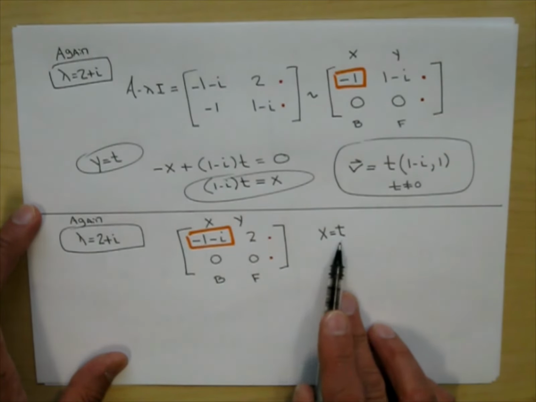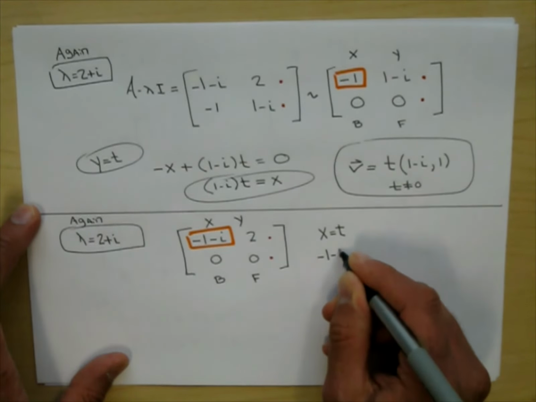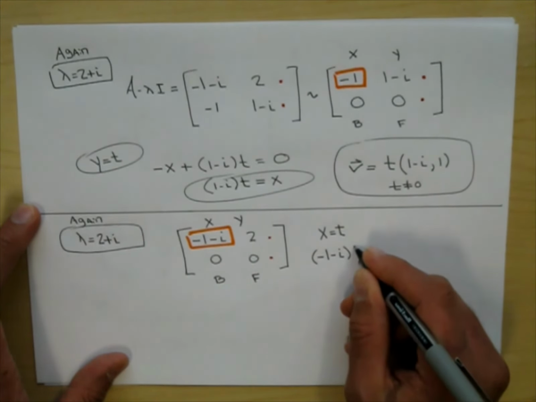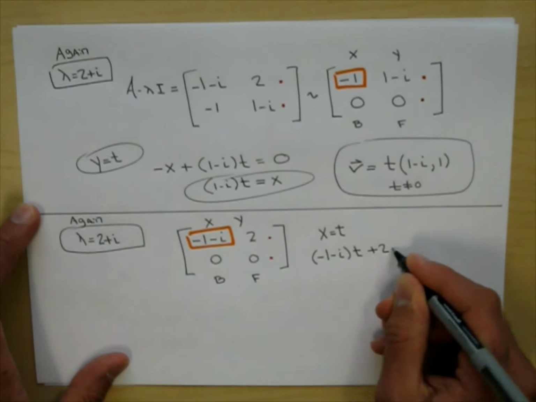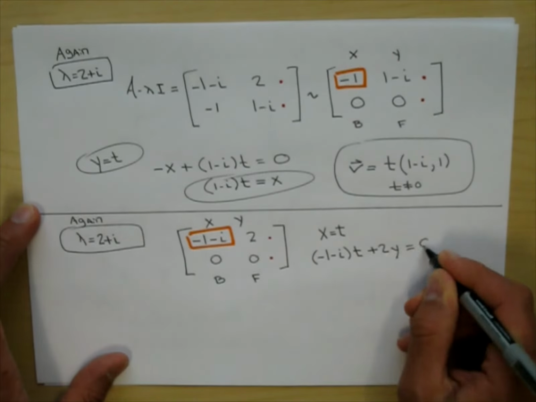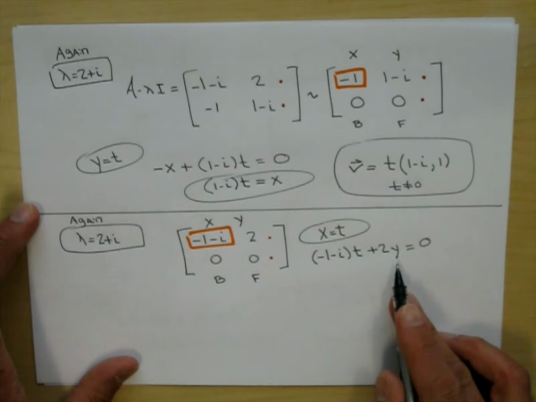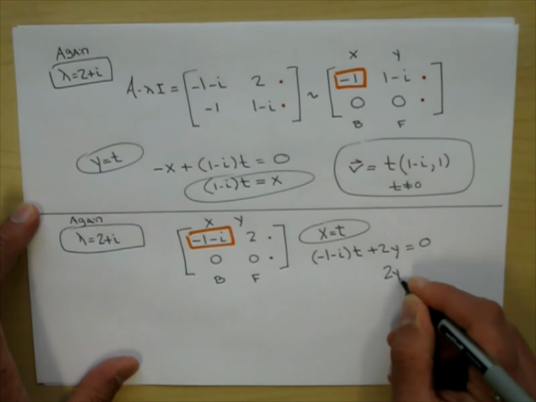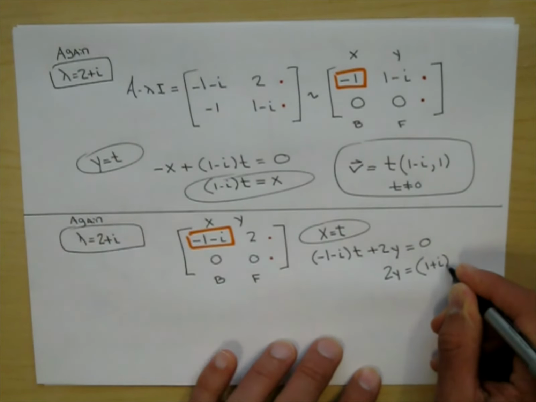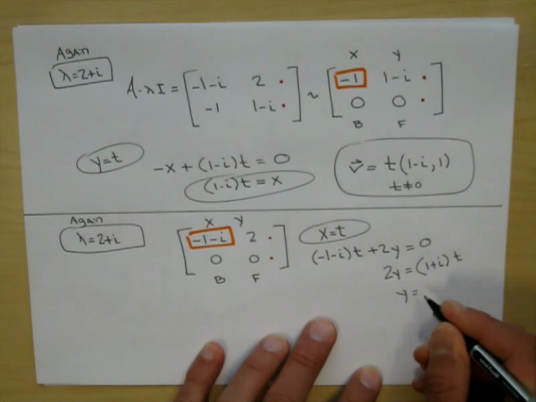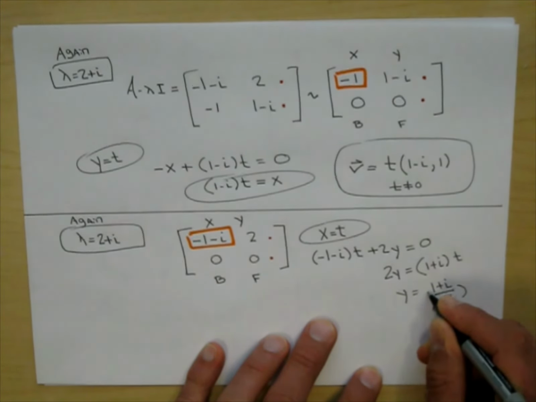So if x is t, because it has the i's in there, now watch this. Negative 1 minus i times x, which is t, I'm writing the first equation, plus 2y equals 0. So x is t. I'm going to go ahead and solve for y. So when I solve for y, I have 2y equals 1 plus i times t, and then y equals (1 plus i) over 2 times t.